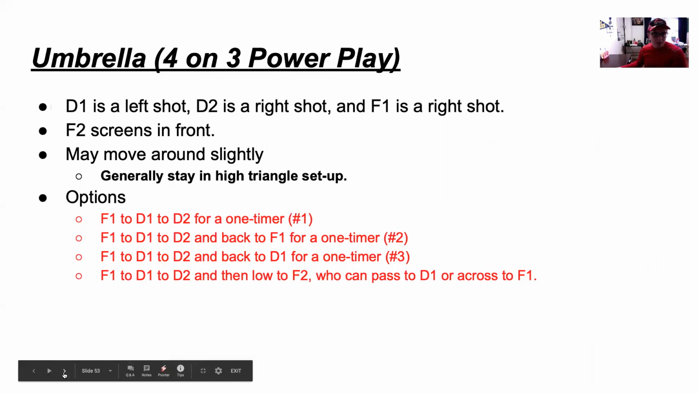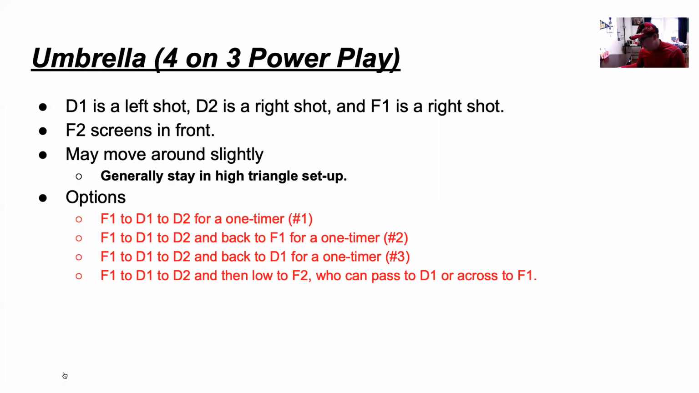And we have another umbrella play. The other umbrella we talked about was on the 5-on-3. Now we're talking about the 4-on-3. The umbrella in this is D1 is a left shot, D2 is a right shot, and F1 is a right shot. F2 screens in the front, and obviously we know by now F3's in the penalty box.